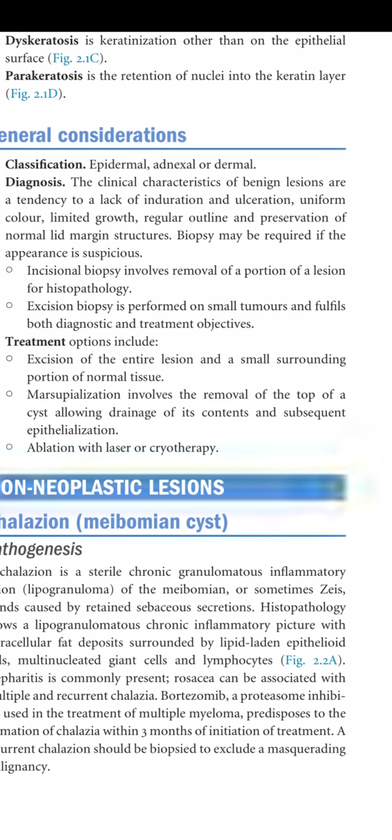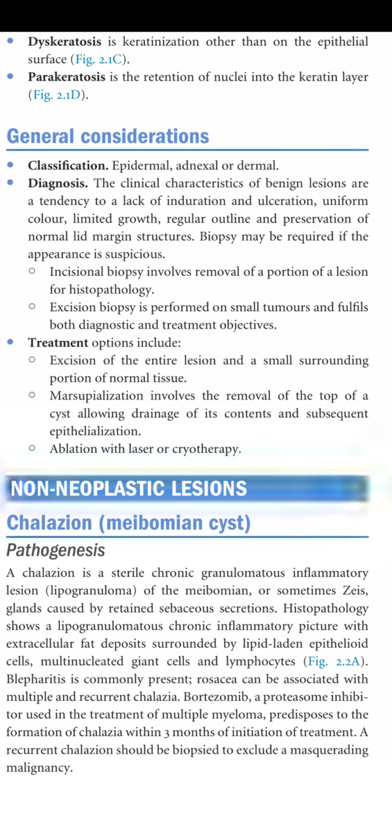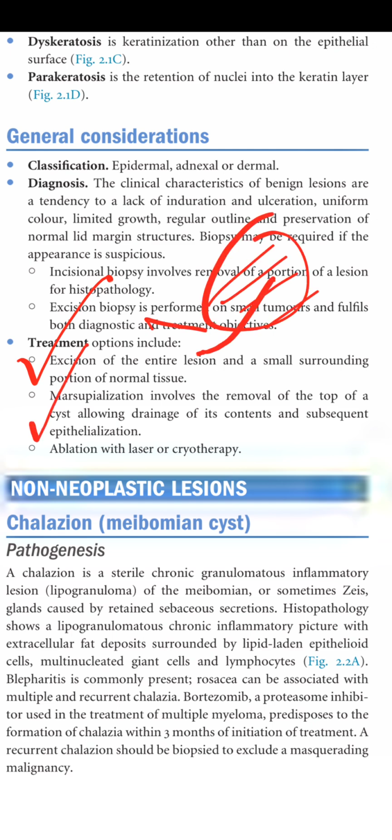So how will we treat any kind of lesion? Excision of an entire lesion and a small surrounding portion of normal tissue. Marsupialization involves the removal of the top of the cyst, allowing drainage of its content and subsequent epithelialization. Another option is ablation with laser or cryotherapy. So you can simply excise it, or you can do marsupialization, in which we remove the cyst covering and allow the contents to drain from the top, and the other is ablation with laser or cryotherapy.